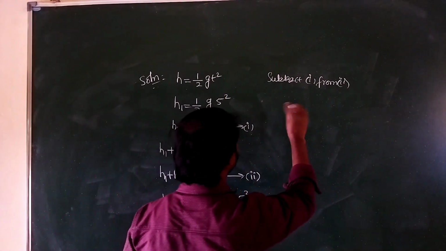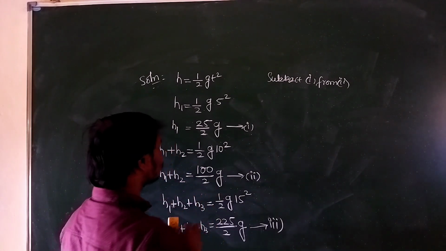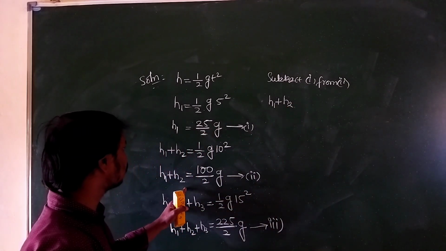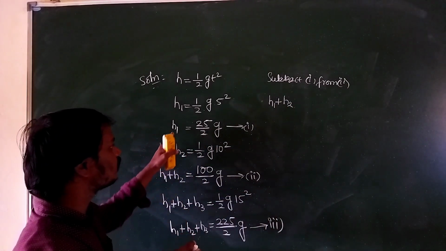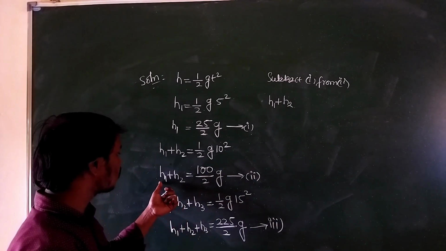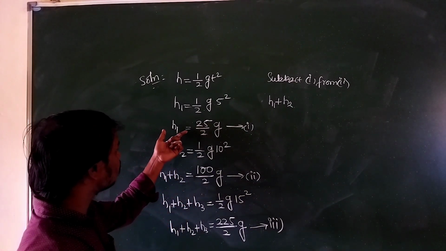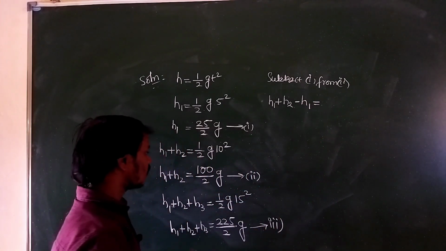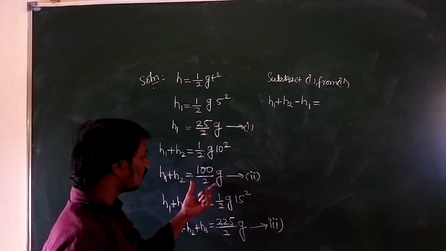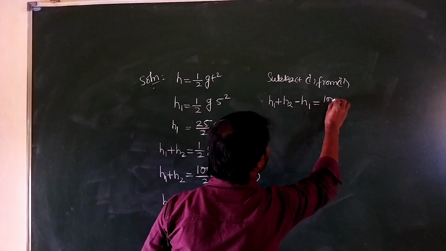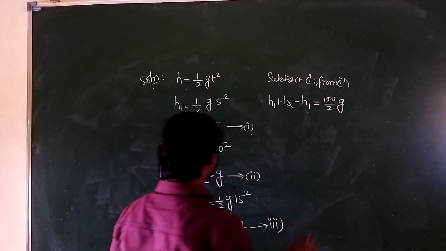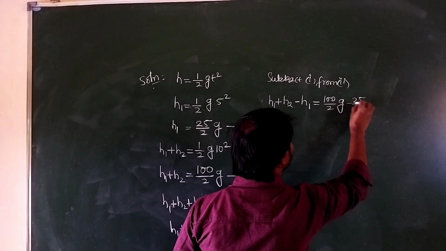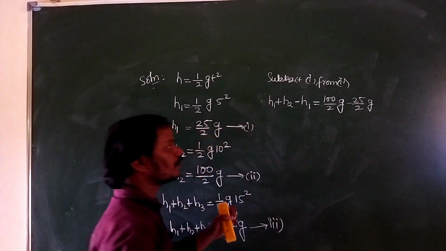So what is equation 2 here? That is h1 plus h2. The left hand side of equation 2 is h1 plus h2, minus the left hand side of equation 1, which is h1. So it is minus h1. That is equal to the right hand side of equation 2, that is 100 by 2 into g, minus the right hand side of equation 1, that is 25 by 2 into g.